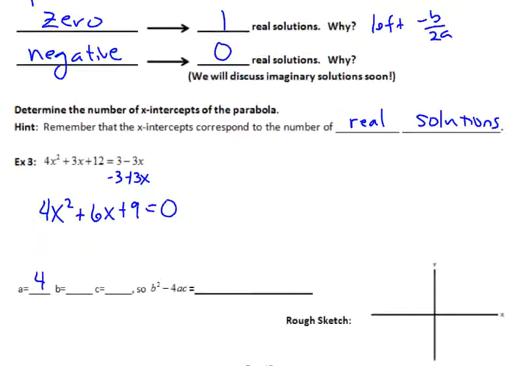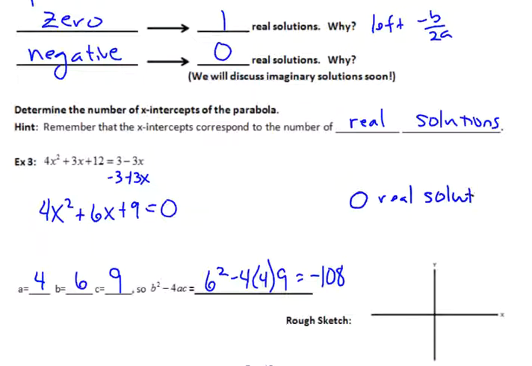So a is 4, b is 6, and c is 9. All positive numbers. So I'll do 6 squared minus 4 times 9. And when I multiply that together, I get negative 108. So what that means is I have 0 real solutions. I also have 0 x-intercepts.